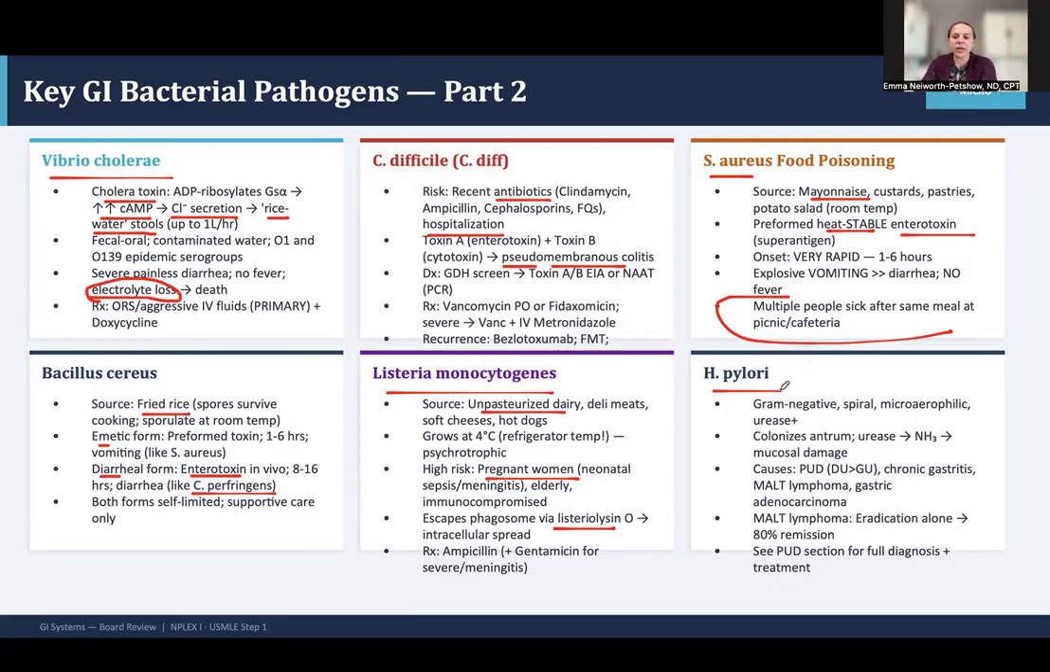And then H. pylori, we already talked about this. It's a gram-negative spiral. It has urease, which allows it to colonize the antrum of the stomach, creates a little ammonia alkaline buffer, and causes mucosal damage, leading to peptic ulcer disease, more in the duodenum than in the stomach. It can lead to chronic gastritis, and can ultimately lead to an increased risk of adenocarcinoma.